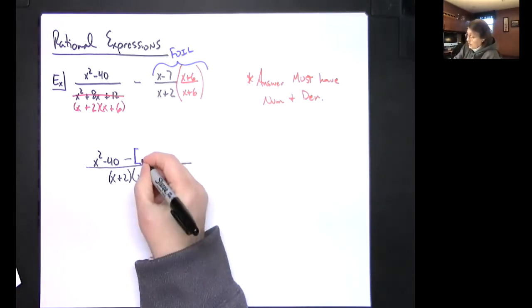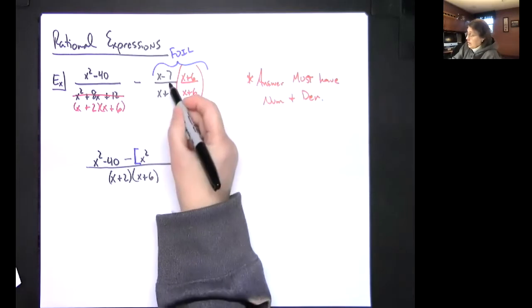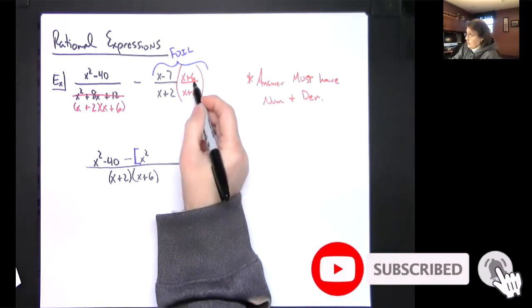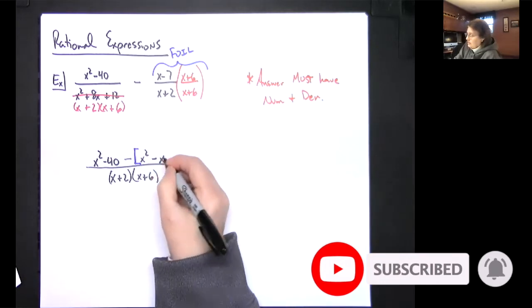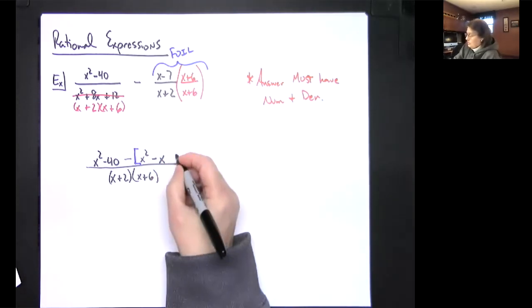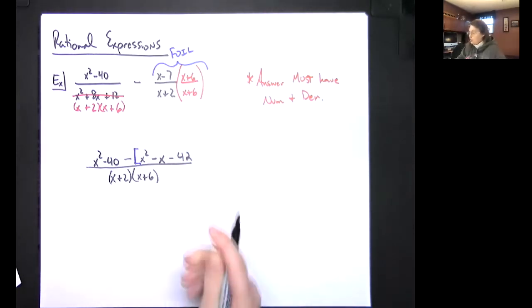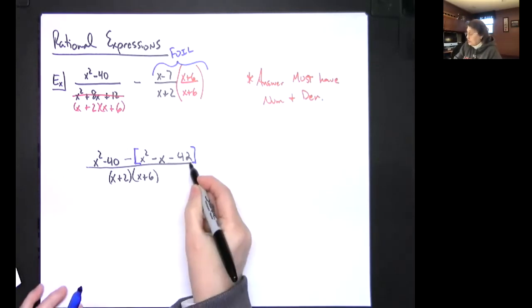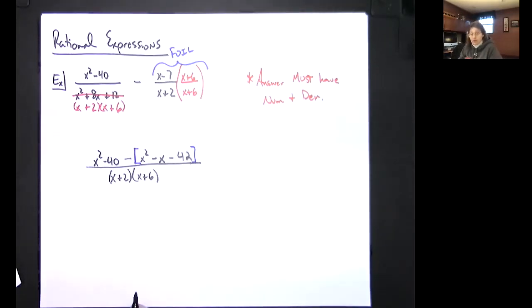So x times x is going to be x squared. This is going to be a negative 7x, and a 6x will be minus x. Again, check me on this. Don't let me make a mistake. Negative 7 times 6 will be a minus 42. And then again, square brackets. I don't worry about trying to switch those signs until after I've already done all that.